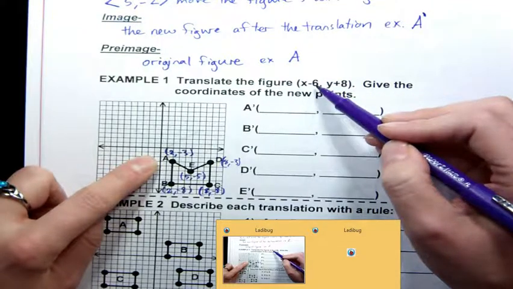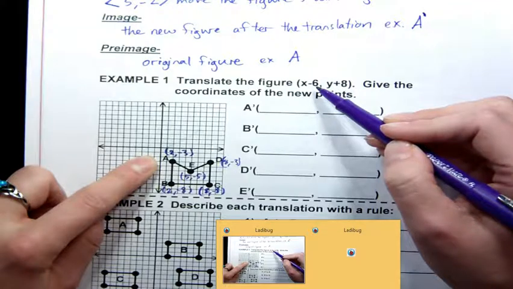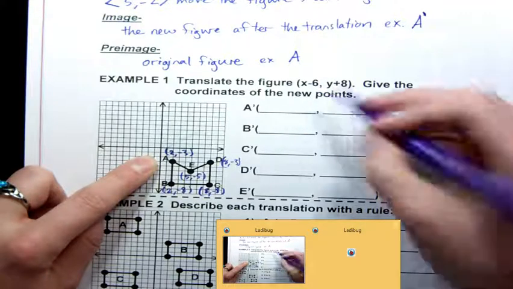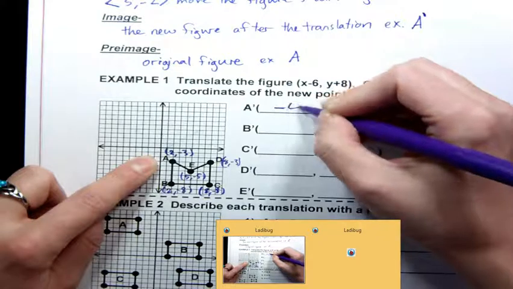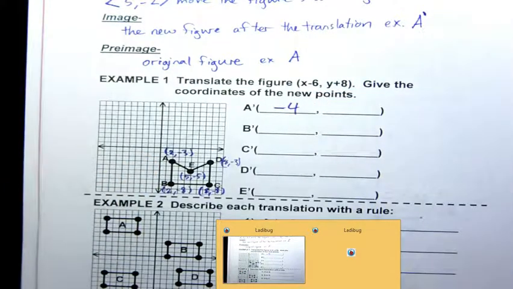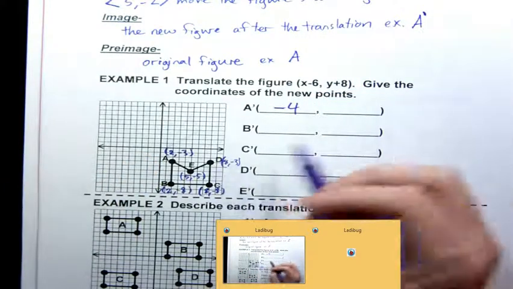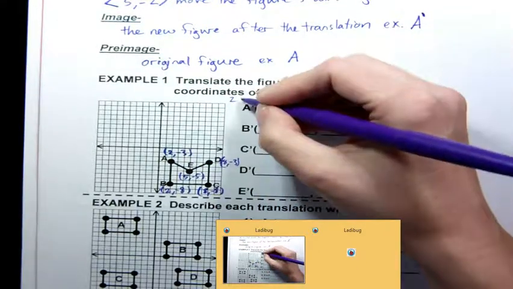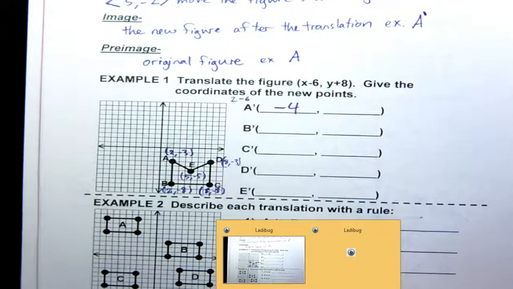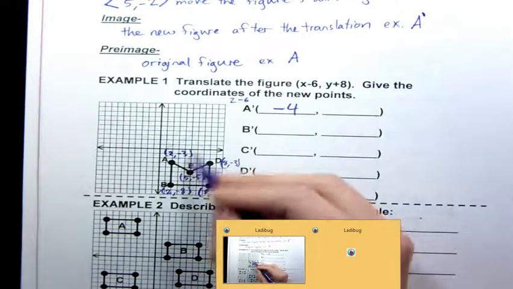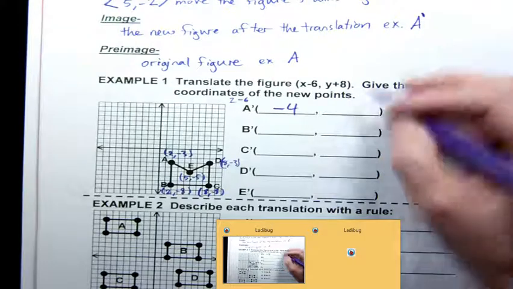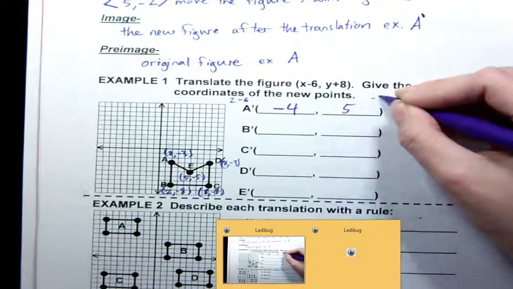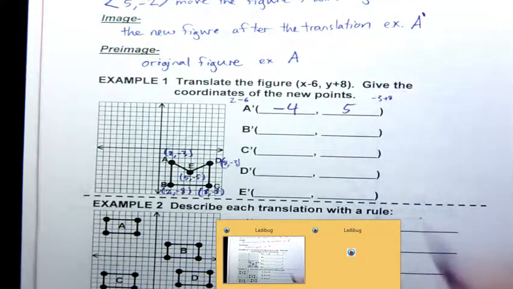Okay, so if I'm just doing the math and I take point A, which is 2, -3, what is my new x-coordinate going to be? -4. Yeah. If that didn't make sense to you, I'm just taking 2 minus 6, which gives me negative 4. And then I take my negative 3 plus 8. What's that give me? 5. So negative 3 plus 8. If you like to do it that way, that's a way to do it.